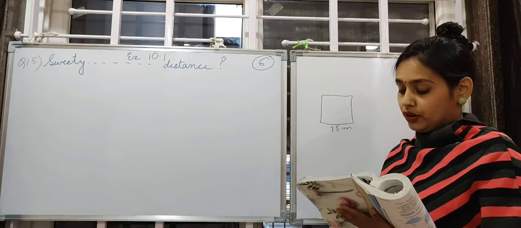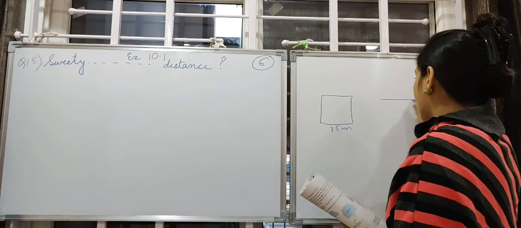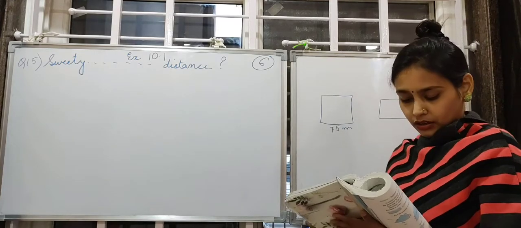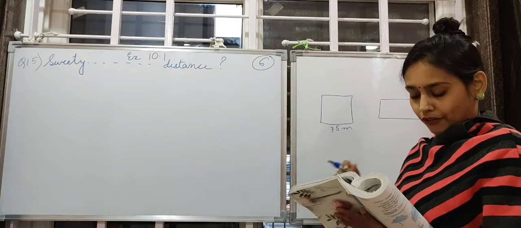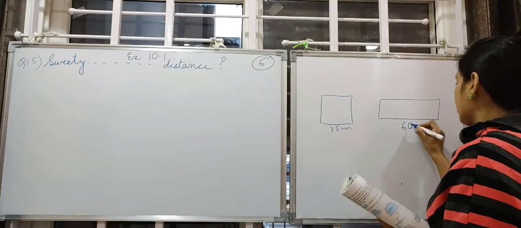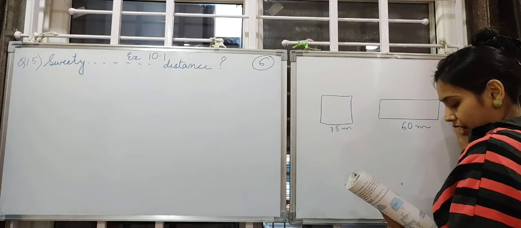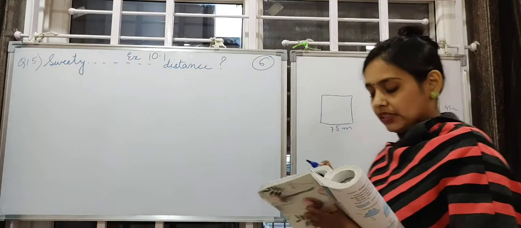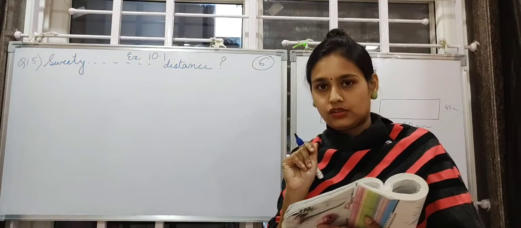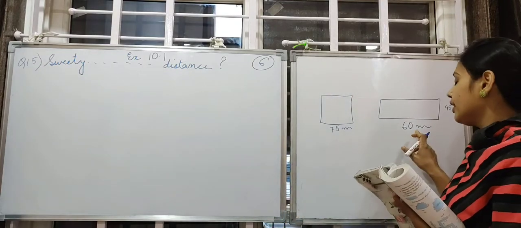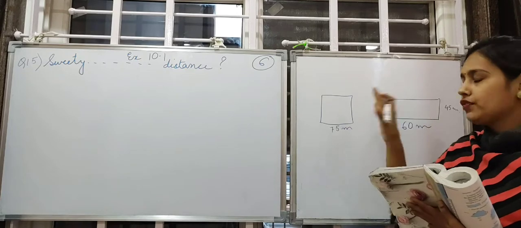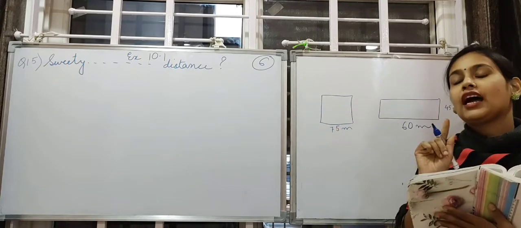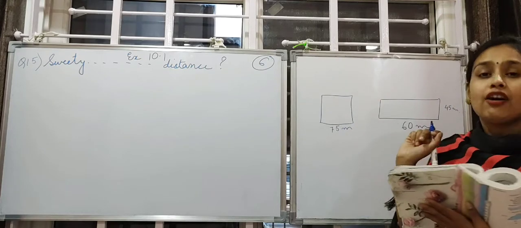Then Bulbul runs around a rectangular park. Now Bulbul is running around a rectangular park of length and breadth. Length is given 60 meters, and breadth is given 45 meters. Who is covering less distance? For that, first and foremost, we need to compare who is running less. For that, we need to find out who is running how much.